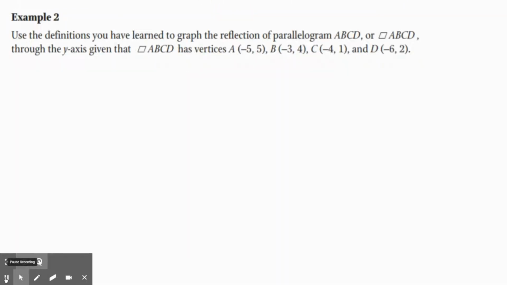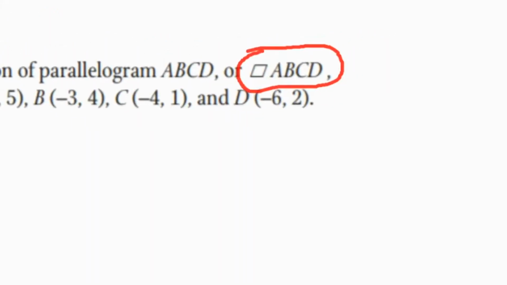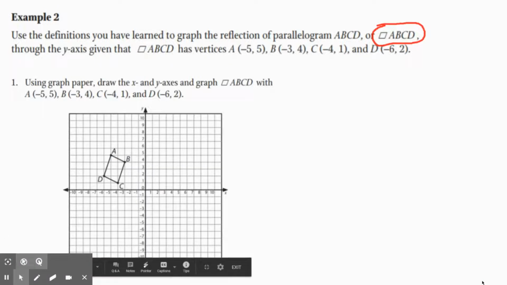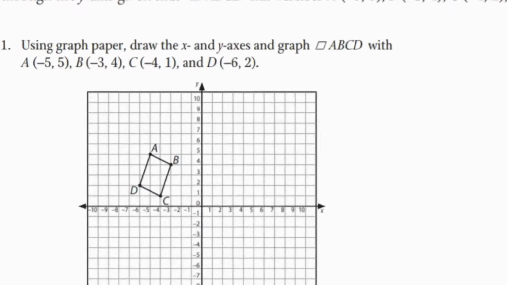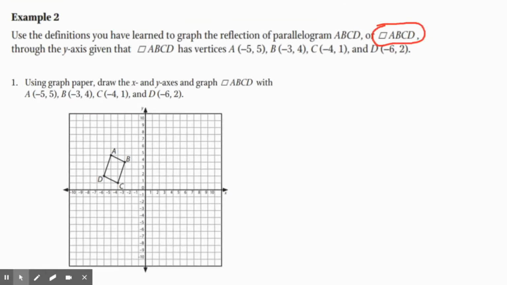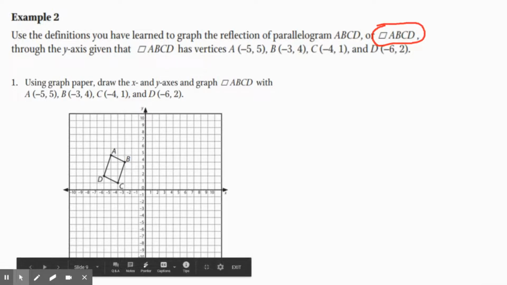Example 2 says, use the definitions you've learned to graph the reflection of the parallelogram ABCD, or there's the shorthand symbol for parallelogram ABCD. And we're going to reflect this in the y-axis. Again, the first thing you should do is graph the object. You got points A, B, C, and D there. As you can see, there's that parallelogram. Graph it on a piece of graph paper.